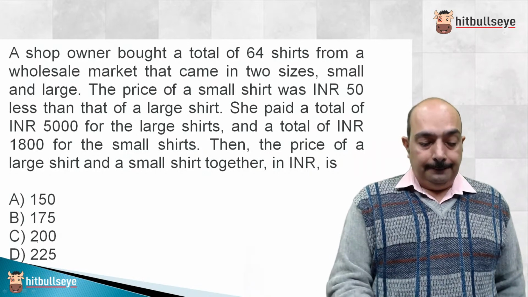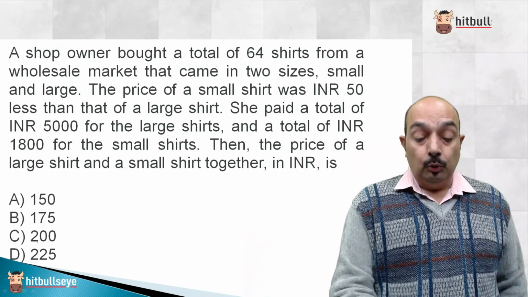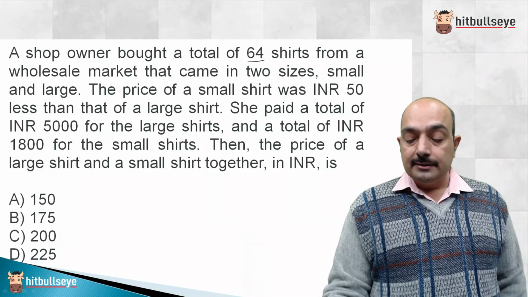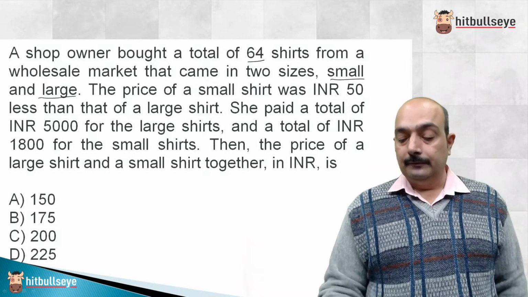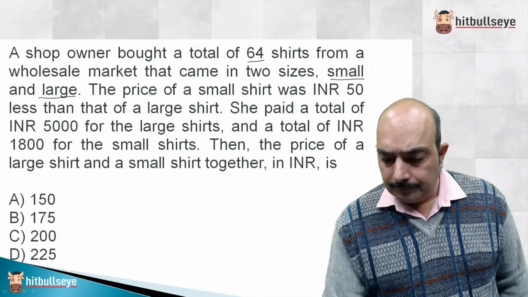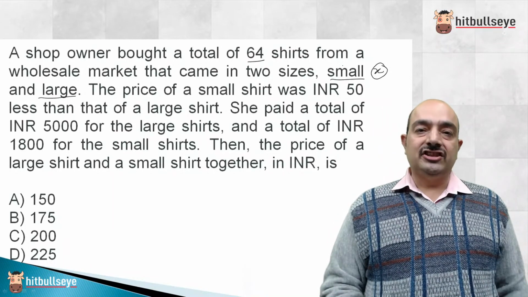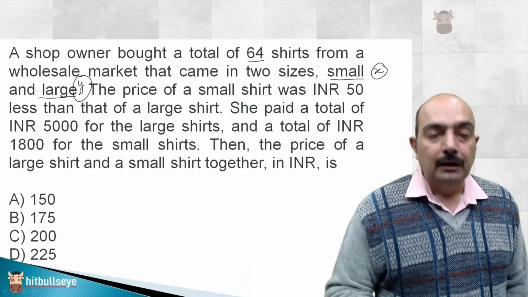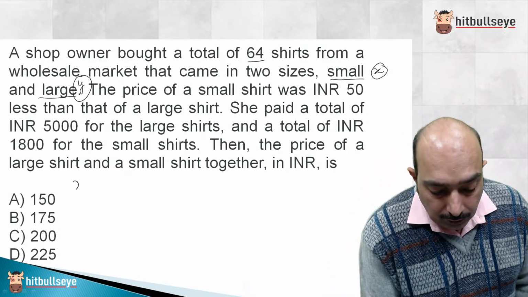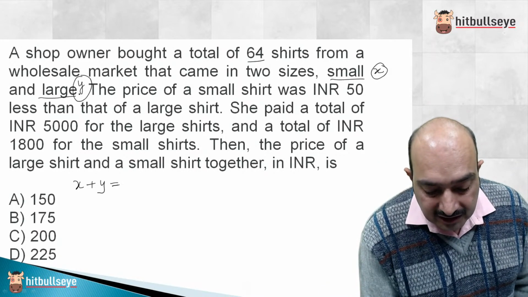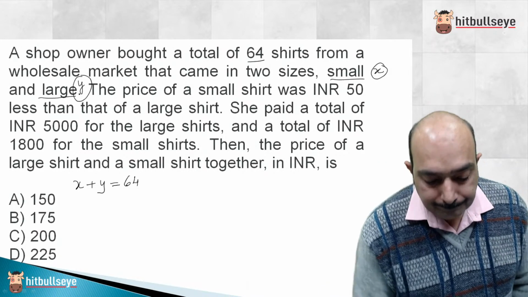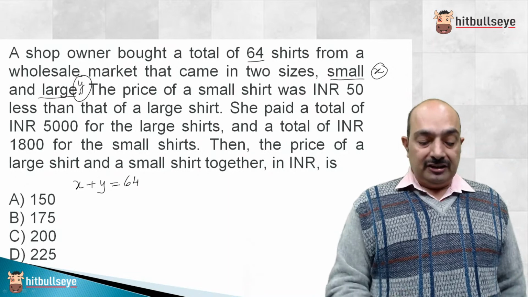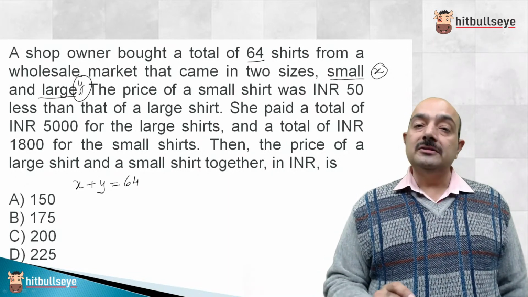So let's go ahead. A shop owner bought a total of 64 shirts that came in two sizes, small and large. So let us have, say, small X shirts. We have to make equations, nothing else you can do. And say you have Y large. First of all, we obviously get one easiest equation, that is X plus Y happens to be 64.